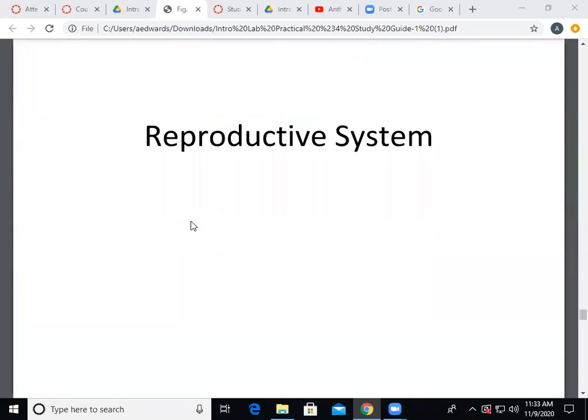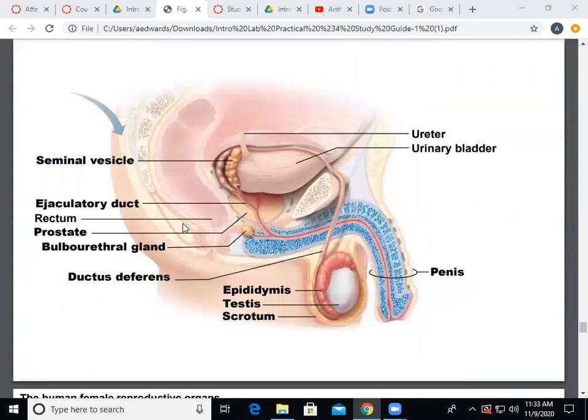All right, so let's go on to the reproductive system. Structures that you need to know: in the male reproductive system, here's that urinary bladder, just to orient yourself. There's the ureter. Here's a seminal vesicle. Fluid from that seminal vesicle will enter the ejaculatory duct. And you also have the prostate, kind of around it.